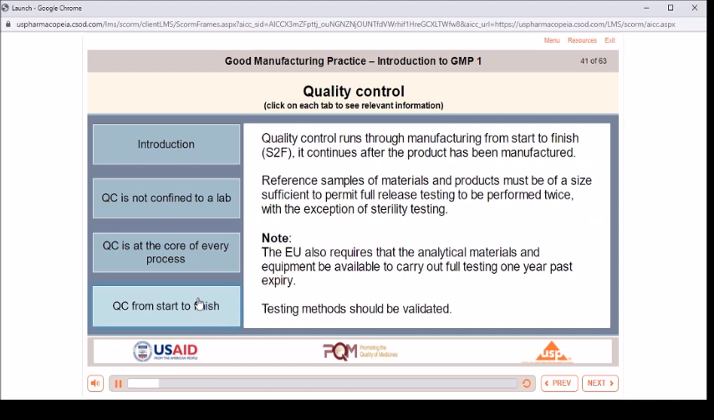QC from start to finish. Quality control runs through manufacturing from start to finish, S to F. It continues after the product has been manufactured. Reference samples of materials and products must be of a size sufficient to permit full release testing to be performed twice, with the exception of sterility testing. Note, the EU also requires that the analytical materials and equipment be available to carry out full testing 1 year past expiry. Testing methods should be validated.